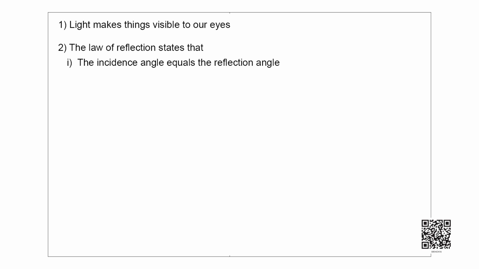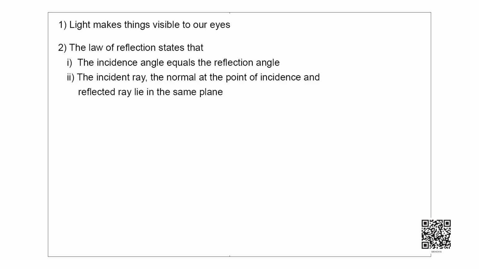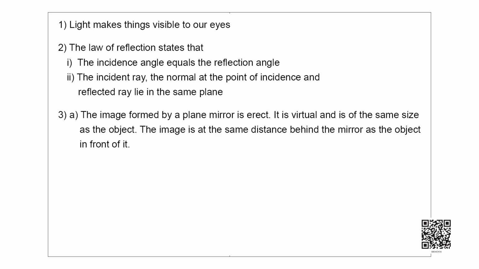So, students, let us summarize whatever we have learned in this lesson. Light makes things visible to our eyes. Light rays reflecting from a mirror obey the laws of reflection. The laws of reflection state that: 1. The angle of incidence is equal to the angle of reflection. 2. The incident ray, the normal and the reflected ray at the point of incidence all lie in the same plane. The image formed by a plane mirror is upright.